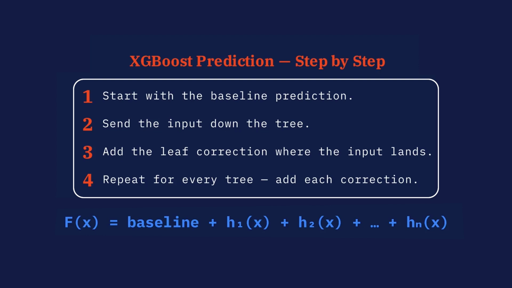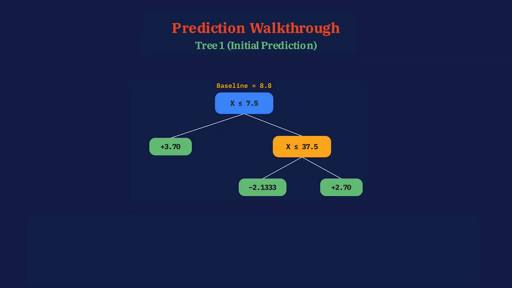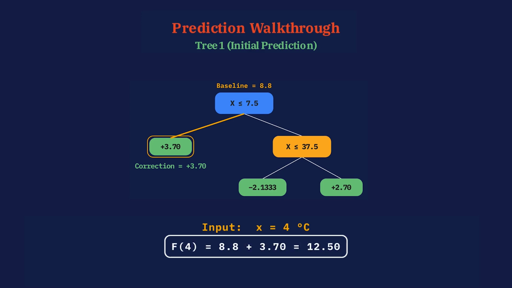And that is it. So let's now bring back the same tree from the previous video and walk through a full prediction. Suppose the outside temperature is 4 degrees. We start with the baseline, 8.8. Now send 4 through the tree. And the first question is, is 4 less than or equal to 7.5? Yes, so we go to the left and land in the left leaf. That leaf has a correction of plus 3.70. So the model's prediction is 12.5. So for a temperature of 4 degrees, the predicted power is 12.50.